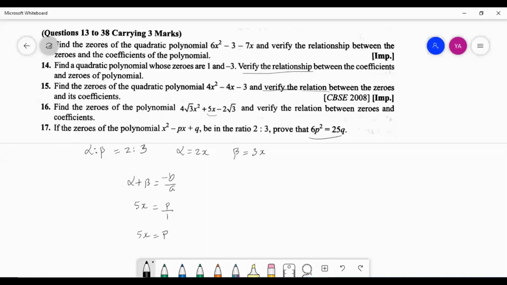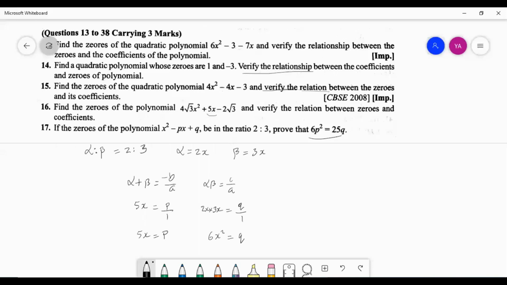Apply the second result. Alpha into beta is equal to c by a. Alpha is 2x, beta is 3x, so 2x into 3x is equal to c by a. What is c here? q by 1. So 2x into 3x is 6x square. 6x square is equal to q. Okay, so we are almost close to this result.